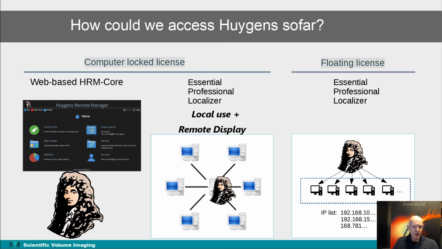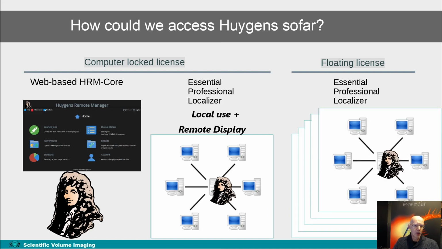For optimal experience of Huygens on your local computer, there's also the option of floating, where one or more Huygens licenses can float within a range of IP addresses. So you could use Huygens on your own computer on your campus. Also, floating licenses offer the option of remote display.